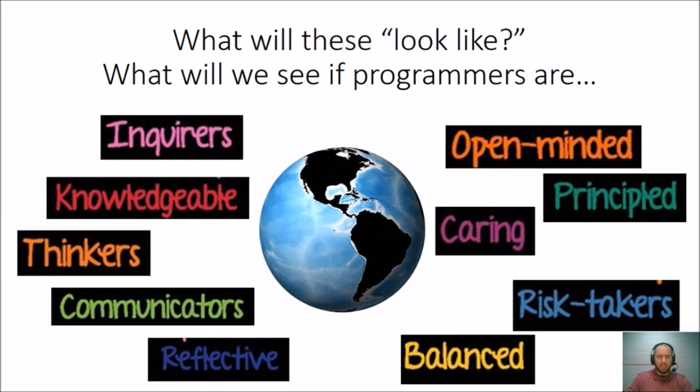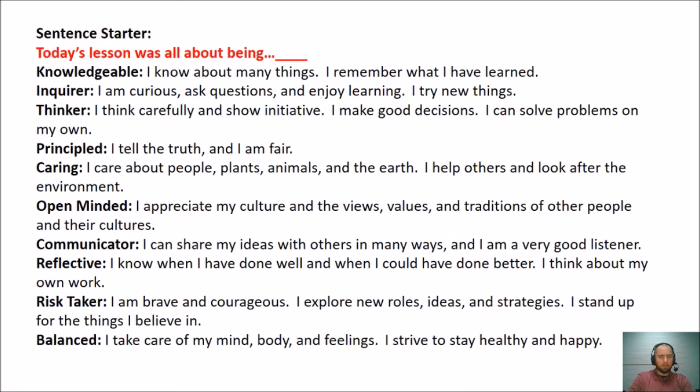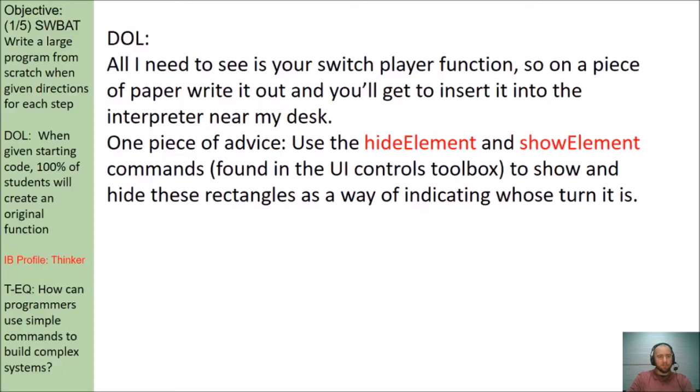So you've gotten to bubble 17, you've come back here, this is the end of the lesson, so pick an IB attribute to connect to today's work. I thought today's stuff was still a thinker kind of attribute, because you're asked to make good decisions, you're asked to solve problems on your own. And the DOL is, I just need to see your switch player function, so on a piece of paper, write it out, and you'll get to insert it into the interpreter near my desk.